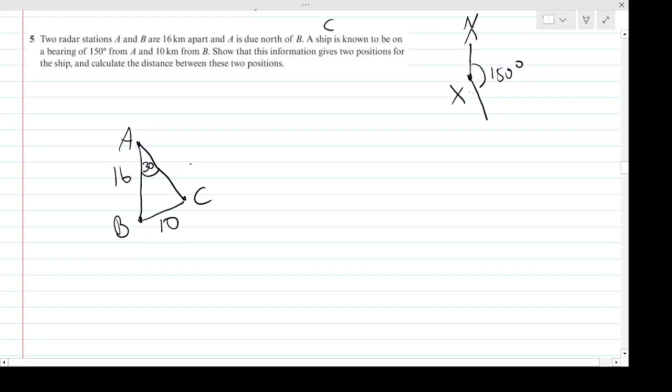So we need to then use this information to give two positions of the ship. Now remember, the ship is the point C here. Okay. Right. So what can I work out at this point? I've got two sides and an angle. I could use the cosine rule, or I could work out an angle. So I could work out either or. I'm going to need to work out both, spoiler alert, so it doesn't really matter what we start to work out. But it's firstly talking about the position of the ship, so where C is.